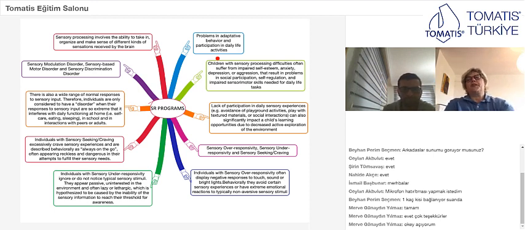So children with sensory processing difficulties often suffer from impaired self-esteem, anxiety, depression, or aggression that results in problems in social participation, self-regulation, and impaired sensory motor skills needed for daily life tasks.